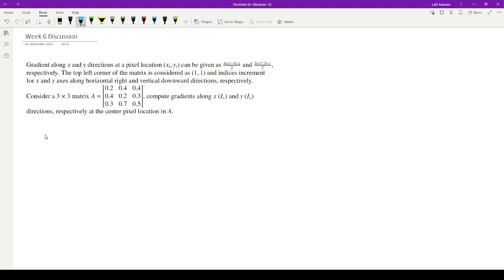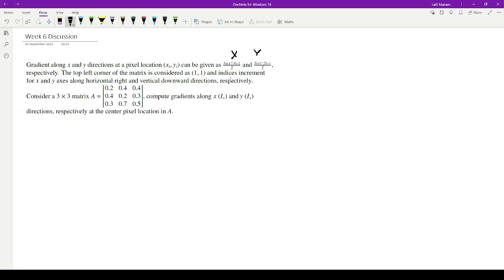So this is the first question. The gradient along x and y directions is given by this. It's just the pixel differences. You move one position ahead and one position back, and then take the pixel differences. This one is in x direction, and this one is in y direction. That's all.